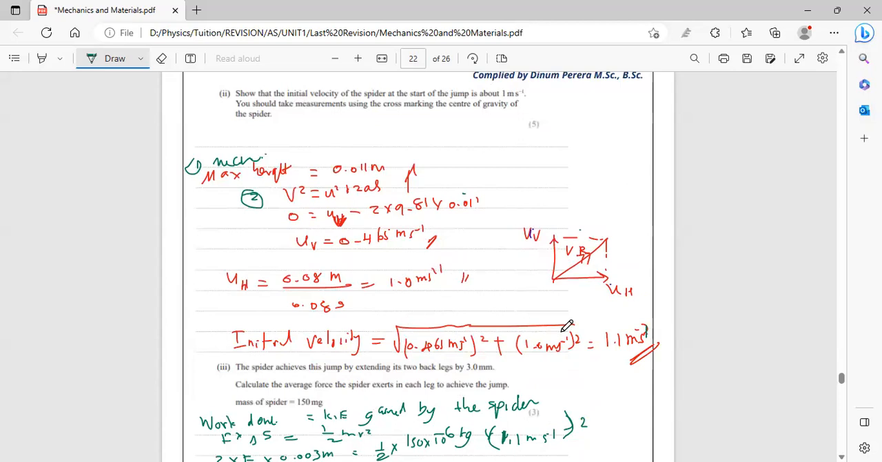So the initial velocity is the square root of these two: square root of 0.465 squared plus 1 squared. 0.465 is the vertical component. 1 is the horizontal component. So it comes to 1.1.